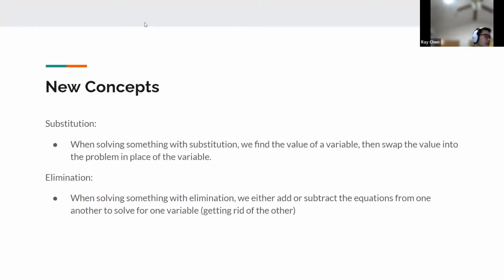So we have new concepts on how to solve these systems of equations. The first one is going to be substitution. So when we solve something with substitution, we find the value of a variable, then we plug that value back into the problem in place of the variable, as Matthew showed in the warm-up. We found y, then we plugged y back into the x plus y equation to find x. For elimination, when we solve with elimination, we're either going to add or subtract the equations from one another to solve for one variable. So we're just going to get rid of one of them and solve for the other one. And then we're going to give some examples on how to solve these.